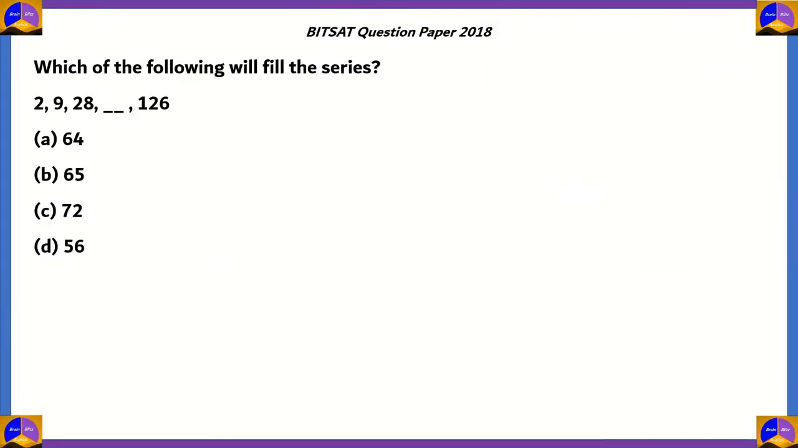We also have another number series question, so we need to find out which of the following options will fill this series. We have 2, 9, 28, a blank in between, then 126. So we need to find out a relation that applies to all of these numbers so that we can find the missing number in the middle. So 9 minus 2 gives you 7, 28 minus 9 gives you 19. But the missing number is in the middle, so we can't use the difference. So what do we do next?